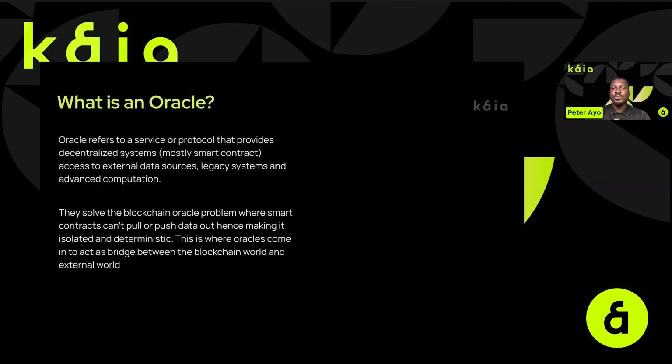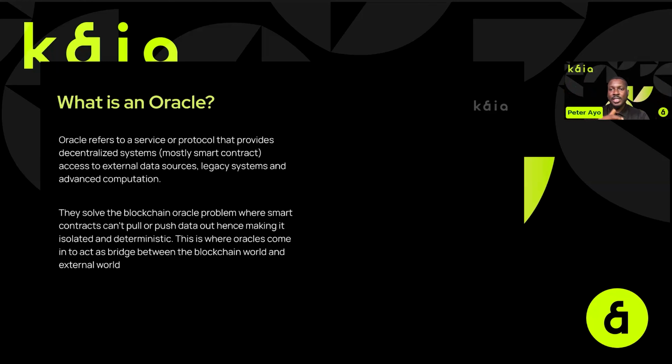In simple terms, oracles refers to any type of service or protocol that provides decentralized systems, especially smart contracts, access to external data sources, legacy systems, and advanced computation. You can think of an Oracle as a bridge that connects the blockchain world and the real world, right? Just like every other bridge that connects one end to another, your blockchain oracle connects your blockchain world to the external world, in this case, the real world. Now, why is this super important? This is super important because of the blockchain oracle problem.